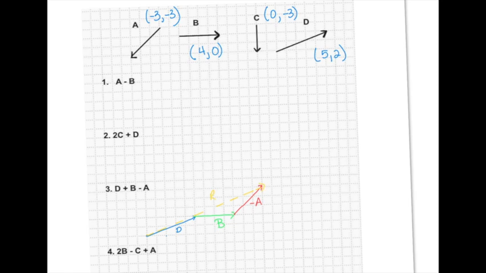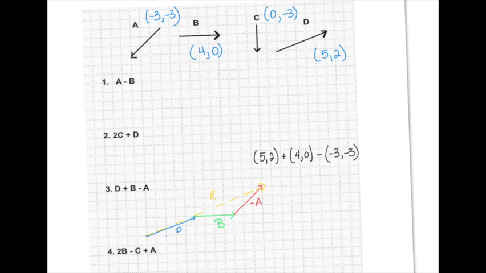As far as your X and Y resultant, there's a couple ways to think about this. You could just count. I could literally start here and count how far I moved right and how far I would move up. You're going to get the same answer. Or you can add and subtract them. I can go back and list those things that I did at the top. I have D, that's 5, 2, plus B, that's 4, 0, minus A, that's -3, -3.